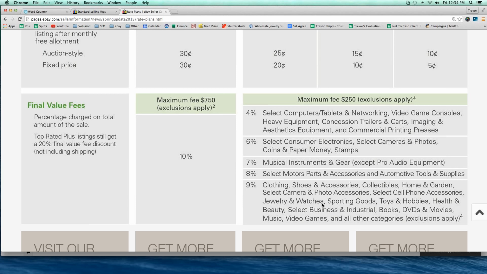Most categories fall into the 9% category, or 9% savings, but at least it's an extra full percentage point. And I know that doesn't sound like an awful lot, but truthfully, it is an awful lot if you're doing a pretty high volume in sales dollars per month, okay?